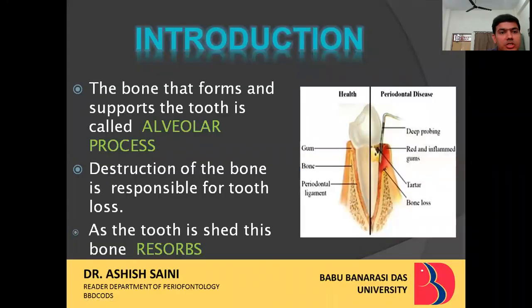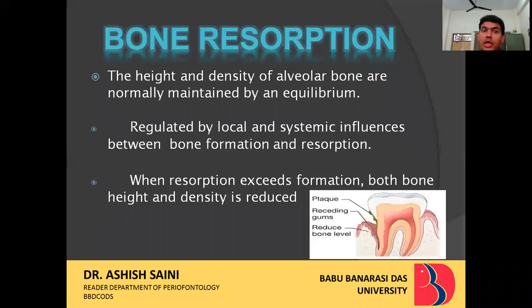So coming to the introduction, bone that forms and supports the tooth is called the alveolar process. Destruction of this bone is responsible for tooth loss, and as the tooth is shed, this bone resolves ultimately. The height and density of the alveolar bone are normally maintained by an equilibrium, regulated by local and systemic influences, between bone formation and bone resorption. When resorption exceeds formation, both bone height and density are reduced.